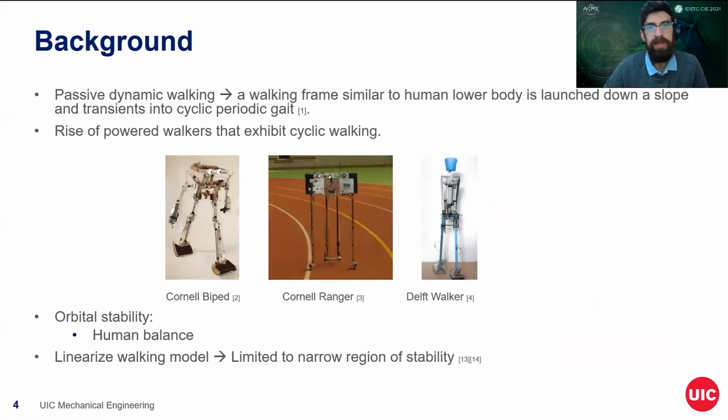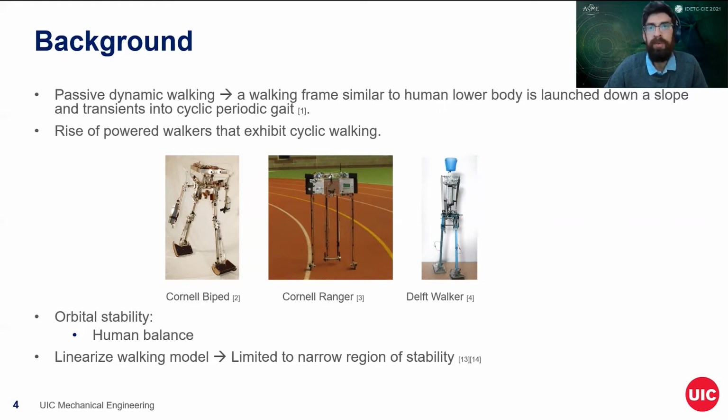One of the first demonstrations of step-to-step control was through the concept of passive dynamic walking. In the study, a walking frame that resembled a human lower body was launched down a slope, and eventually it settled into a periodic gait with no control. And this idea has given rise to powered walkers that can transition into these cyclic gaits on flat ground using hip and ankle actuators. Some of these robots are listed here below.